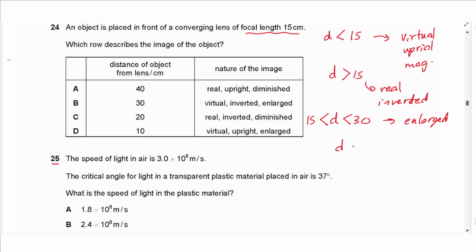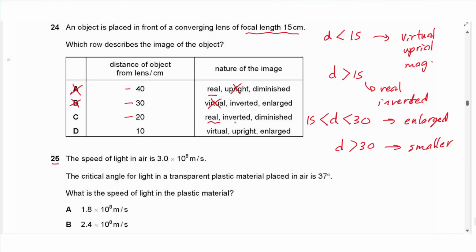If the distance is greater than twice the focal length, this would cause the image to be smaller. And if it's at twice the focal length, it would create the same size. So we can follow these values. So 40 is greater than twice the focal length, so it's real and it's not upright. So we can check real and virtual first. So 40, 30, 20 are all greater than the focal length, so it should not create a virtual image. So it's not B and it's not A.